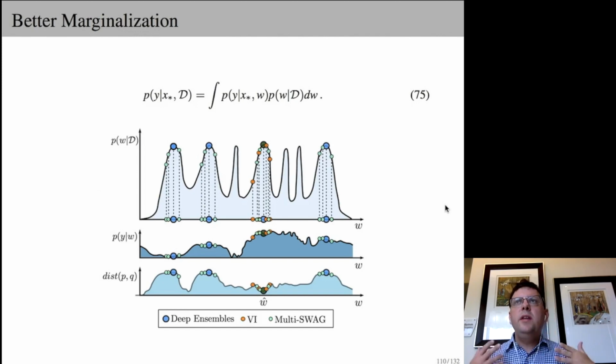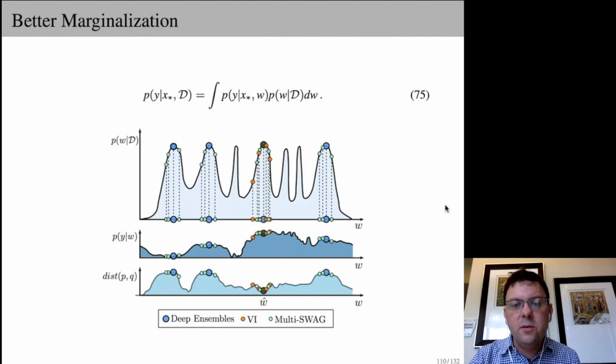Now, with a deep neural net, there isn't a lot of functional variability within a single basin of attraction compared to between different basins of attraction. So we can see that conceptualized in this second row, where we see that P of y given w doesn't change very much within a basin, but it changes a lot between the basins.